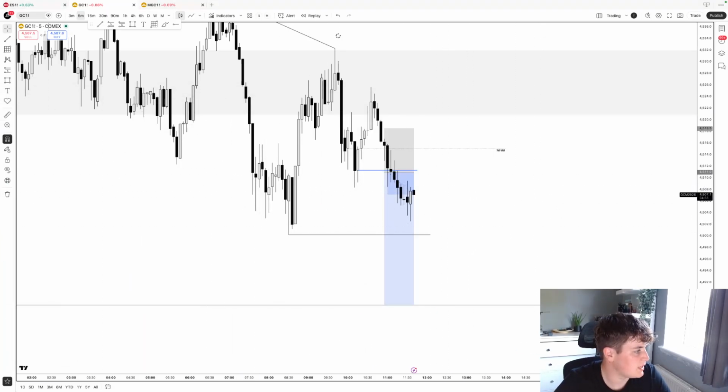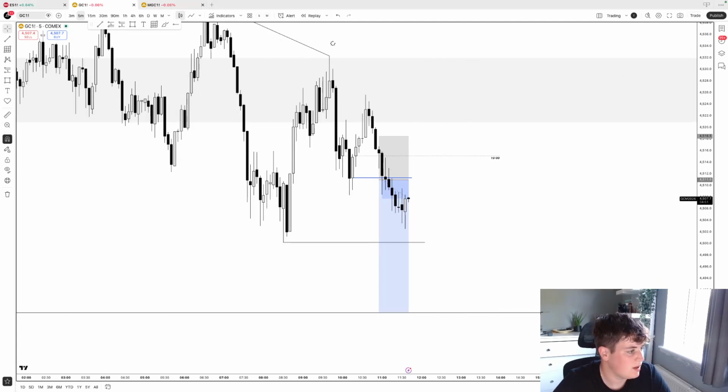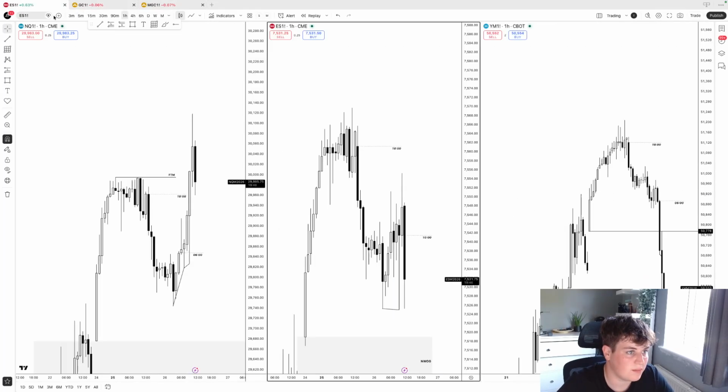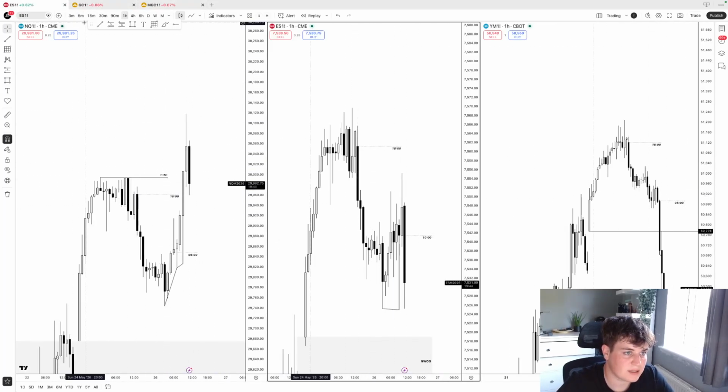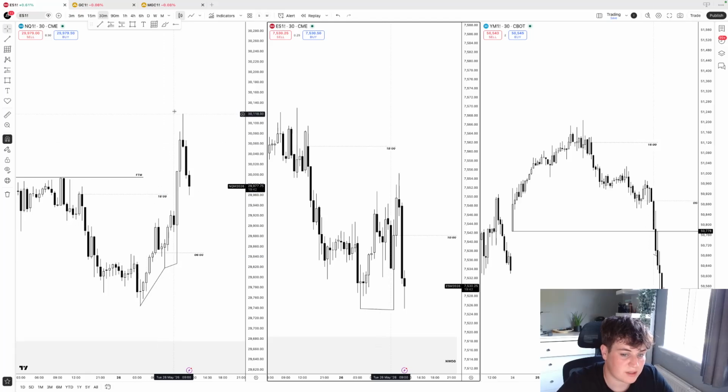But yeah, the day's already expanded quite largely. So I'm happy to give this a crack, and that's pretty much me done for the rest of the day, guys. Definitely doesn't help the fact that indices were kind of expanding, especially NQ, and we're so decoupled on all of them, as you can see. But what can you do about it?